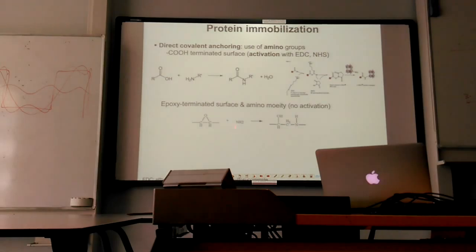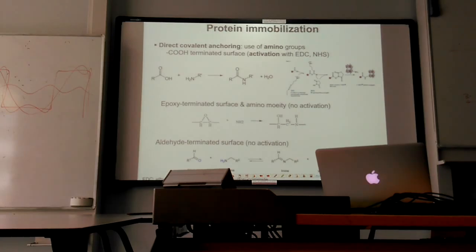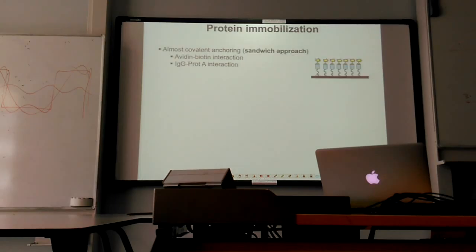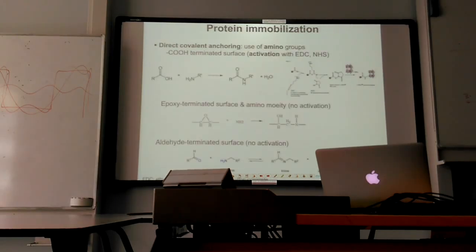If you have an epoxy terminated surface and an amino group on your biomolecule, then again there is no activation, and you can create a covalent bond between your epoxy group and your amino group. And the last one is aldehyde groups. So this is an aldehyde group, and again, you have a molecule with an amino group, and then you can easily create a covalent bond between your two molecules. So these are the three strategies if you want to do covalent immobilization of biomolecules with an amino group, like a protein, on a surface.